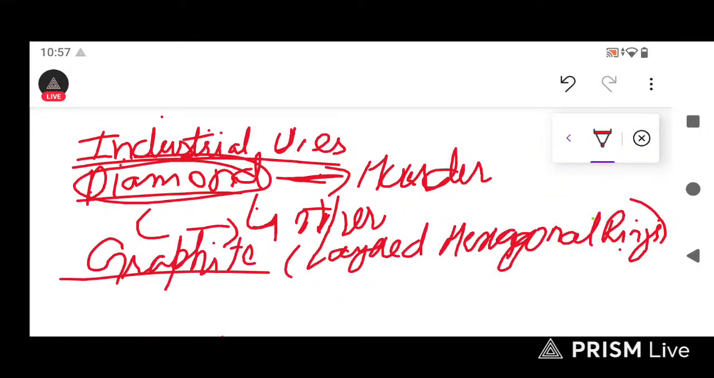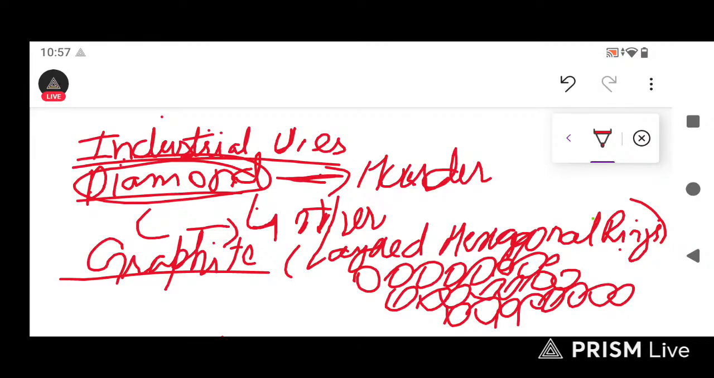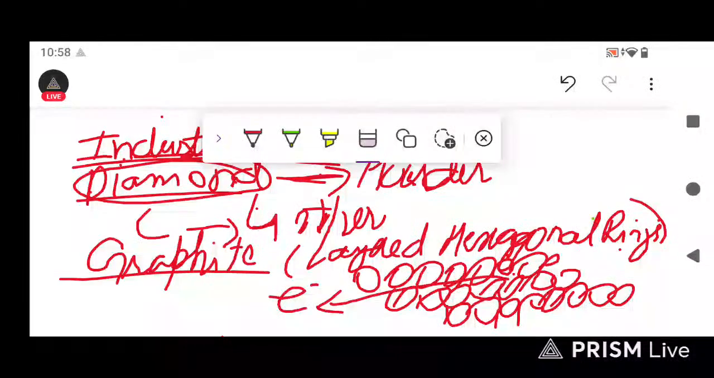Weak forces let the layers slide past each other easily. Here layers are formed, and the layers are highly slippery because they slip past each other.